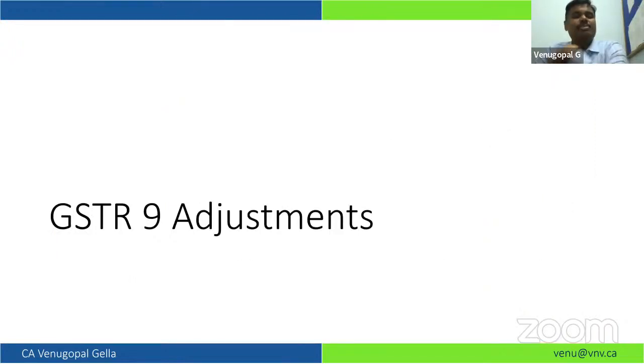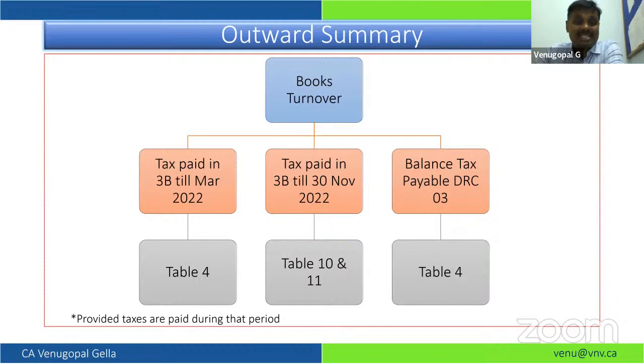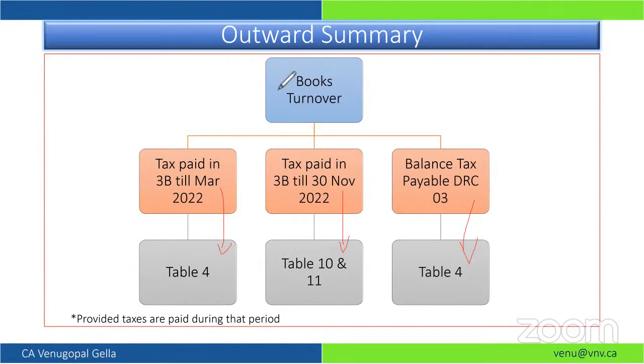Then there are certain adjustments that we need to do in GSTR 9. What is the adjustment? Is the payment of the taxes. If you are making the payment of tax in the same year, it is reported in table 4. If you are making the payment of taxes in the next year, payment of taxes means it could be paid through 3B or DRC 03. If you are paying through 3B, report it under 11. If you are paying it through DRC 03, report it under table 4. Please make a note of this important reporting requirement. So ideally, my 3B value should match GSTR 1 and 9.